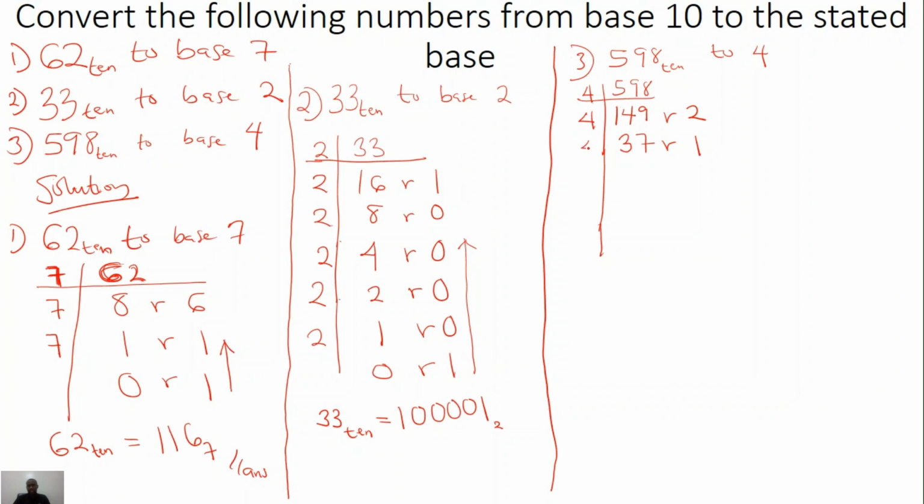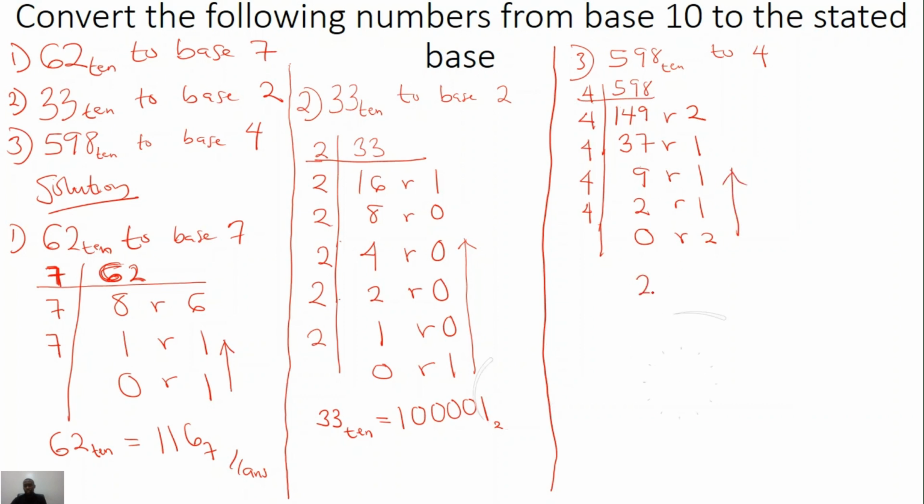Then 37 divided by 4 will be equal to 9. Remainder 1, because 4 times 9 is 36. So this is remainder 1. Okay, then 4 into 9 will be 2. 2 times 4 is 8. Remainder 1. Okay, then 2 divided by 4 is 0. Okay, remainder 2. Then we take the reverse of these numbers.